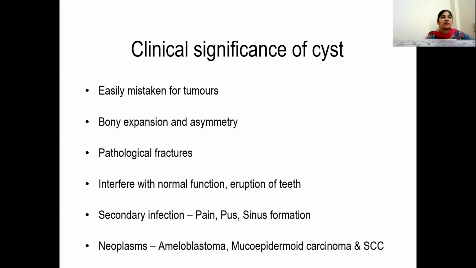Clinical significance of a cyst. It is easily mistaken for a tumor because of swelling, bony expansion and asymmetry. There can be pathological fractures. It can interfere with the normal function and eruption of the teeth. It can also cause secondary infection. Secondary infection can cause pain, pus formation, and sinus formation. It can also lead to neoplasms, like ameloblastoma, mucoepidermoid carcinoma, and squamous cell carcinoma.